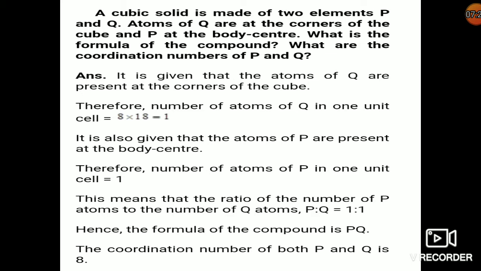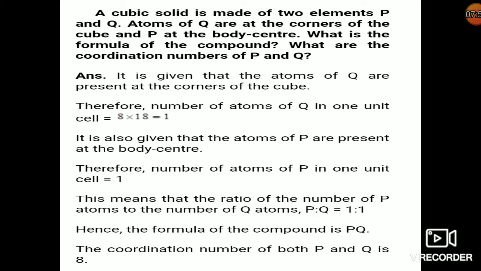It is also given that the atoms P are present at the body center. Now if any atom is present at the body center, it contributes 1 because it does not share with any other unit cell. So the number of atoms P in one unit cell is equal to 1. So we got the value of Q, and we know how many P there are. This means the ratio of P atoms to Q atoms, that is P is to Q, is 1 is to 1. So the formula is PQ.